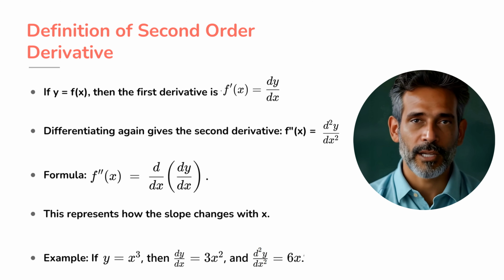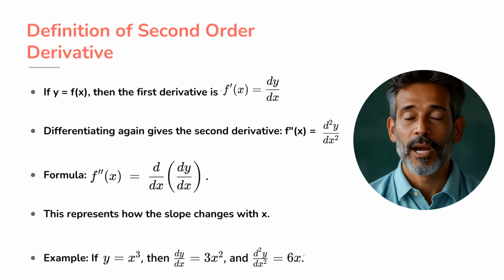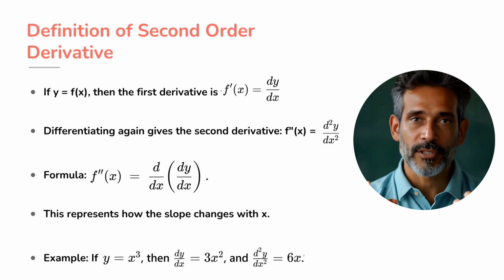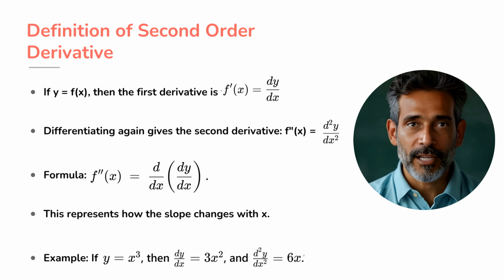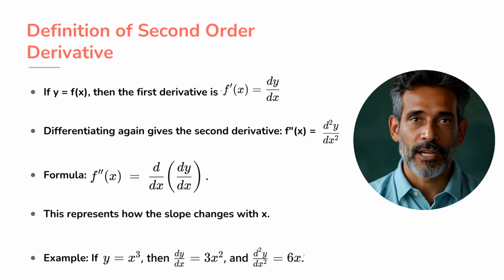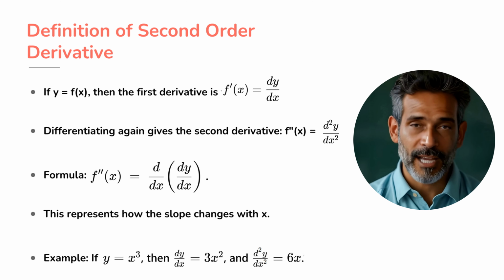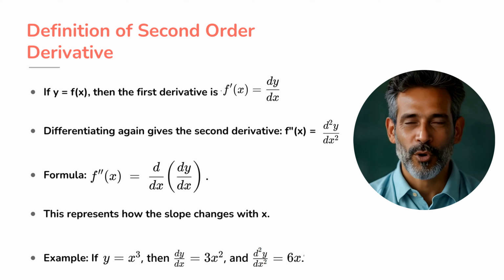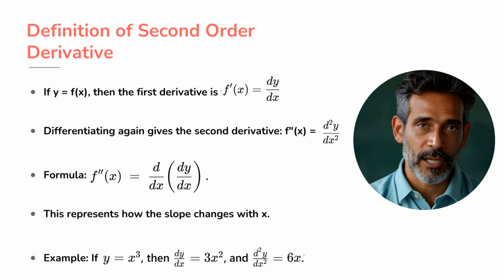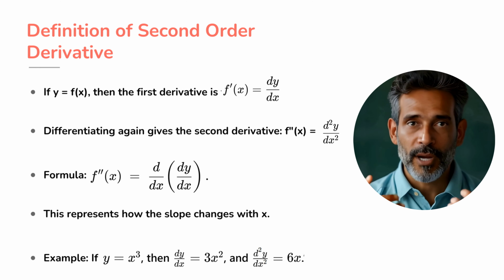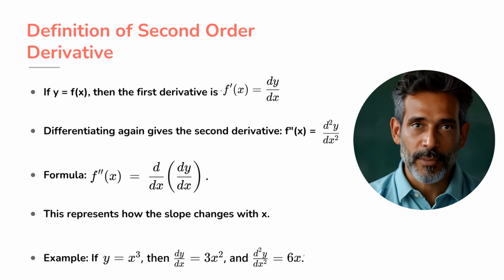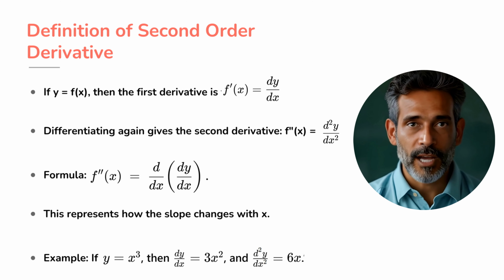Now let's define it properly. If y equals f of x, the first derivative is f dash of x, which equals dy by dx. Differentiating again, we get the second derivative f double dash of x, which equals d squared y by dx squared. Formula: f double dash of x equals d by dx of dy by dx. This means the second derivative tells us how the slope is changing with x.